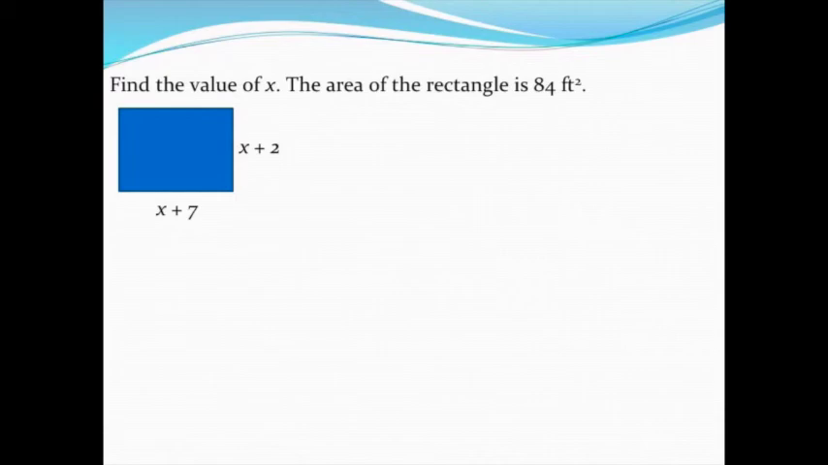We can use quadratic equations and factoring to find the dimensions of a rectangle if we know its area. So we're given a rectangle right here and we know its area. Our sides are labeled x plus 2 and x plus 7. You recall from geometry that to find the area of a rectangle, it's base times height. So I know that this rectangle has a base and height of x plus 2 and x plus 7. I'm going to multiply those together and set it equal to my area, which is 84.